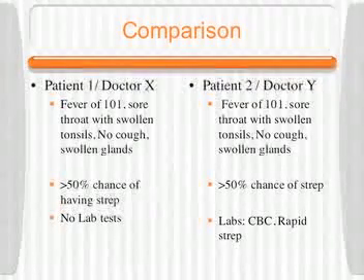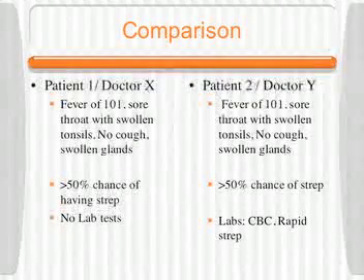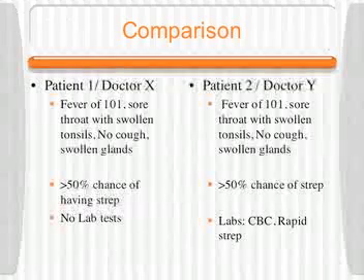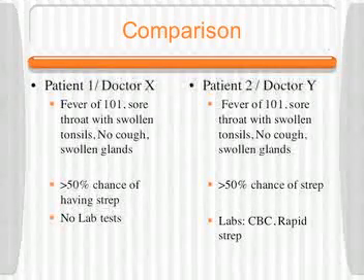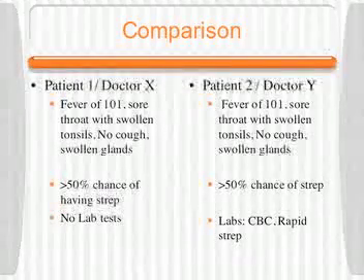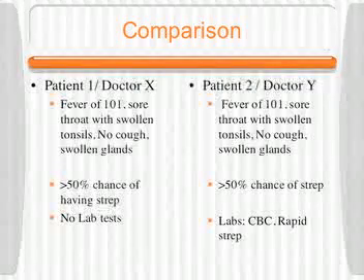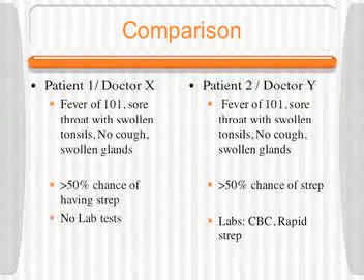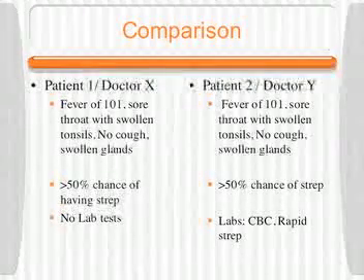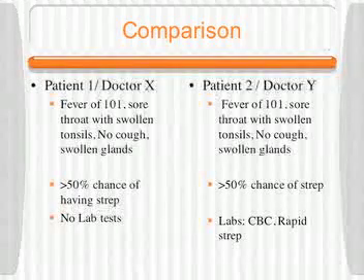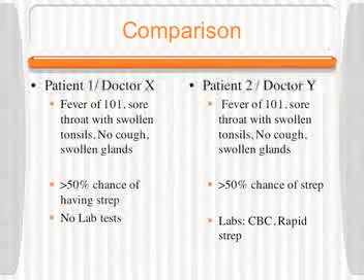So let's go through 2 examples. Patient 1, with Dr. X, comes in with symptoms of fever, 101, sore throat with swollen tonsils, not coughing, and complains that the glands are swollen under the chin. After the exam, the doctor determines, based on the Centor criteria, which have been validated and cited in numerous medical sources, that there's over a 50% chance of having strep, and decides that no lab tests are indicated.